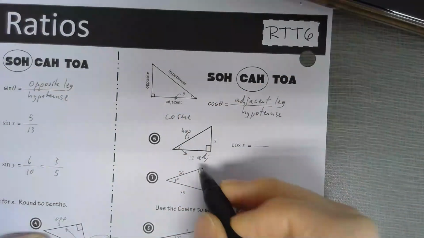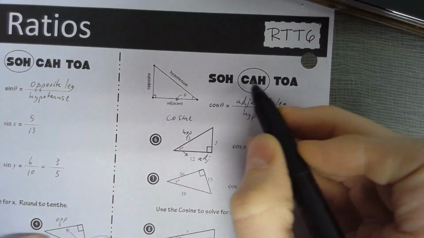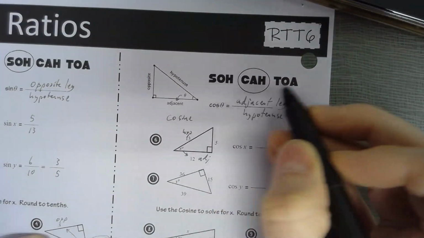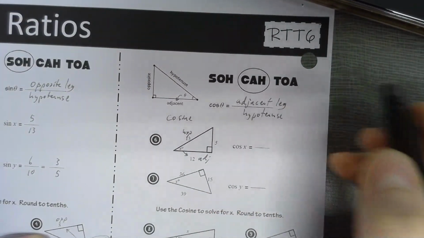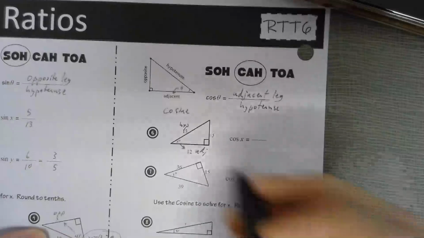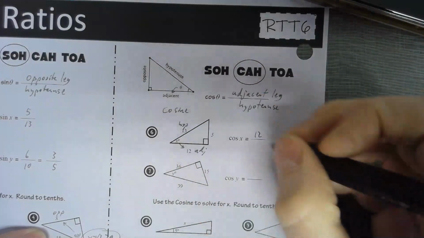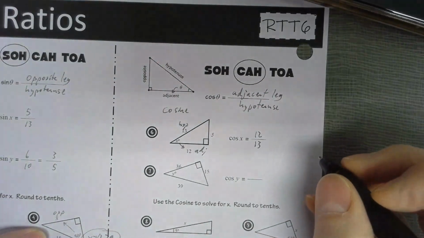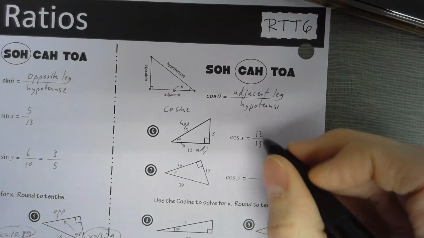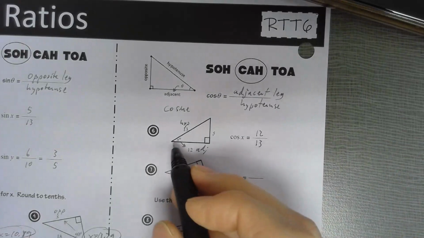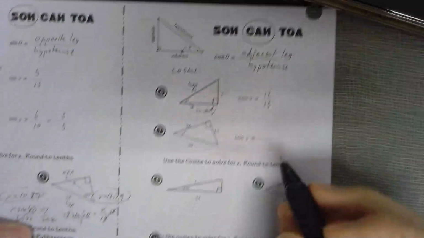hypotenuse. And we can remember that using a three-letter abbreviation, CAH. The cosine is the adjacent over hypotenuse. So the adjacent leg is 12, and the hypotenuse is 13. 12 over 13 doesn't reduce, so we're done. The cosine of x is 12 over 13.